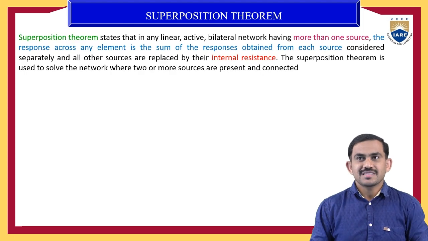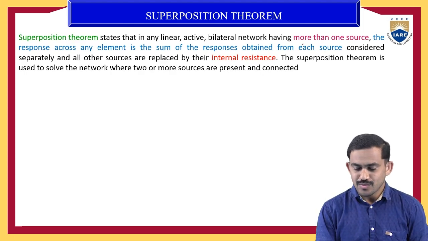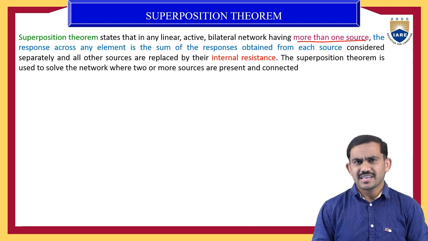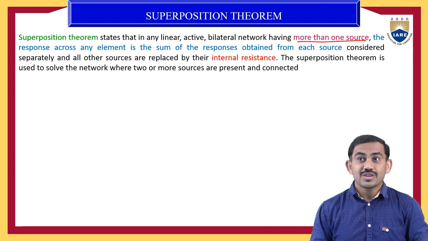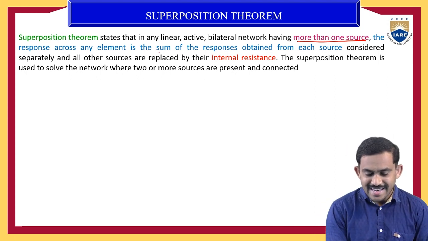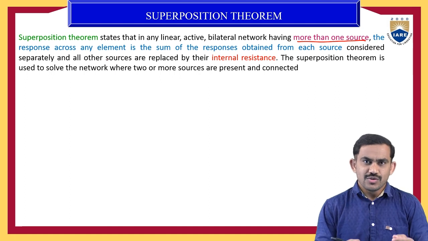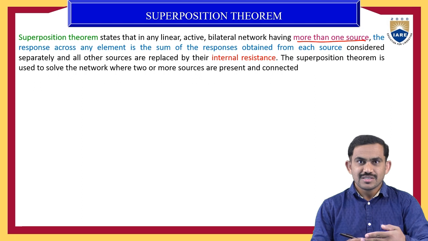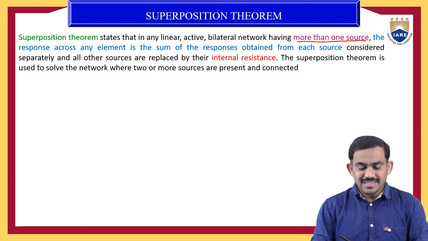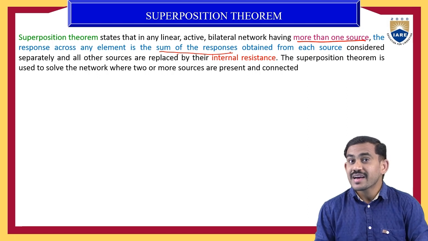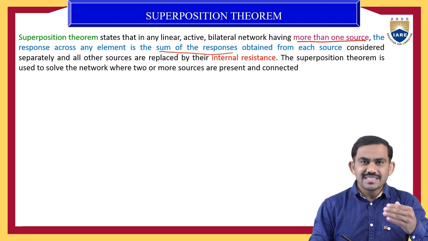Because superposition theorem, as I said, applies when there is more than one source. In any bilateral network with more than one source, the response across any element, so if you want to find the voltage or the current in that element, is the sum of the responses obtained from each source. What is the condition there?